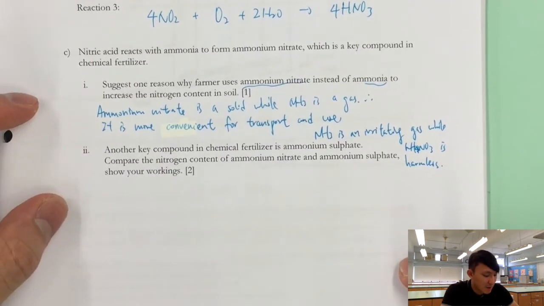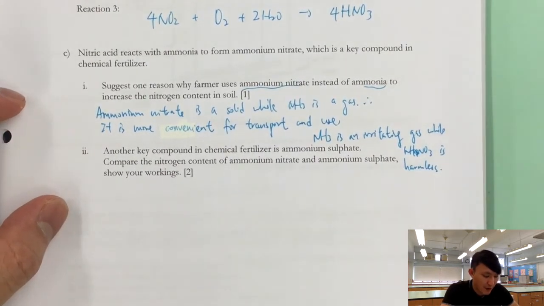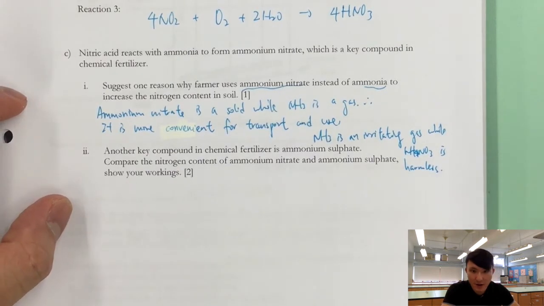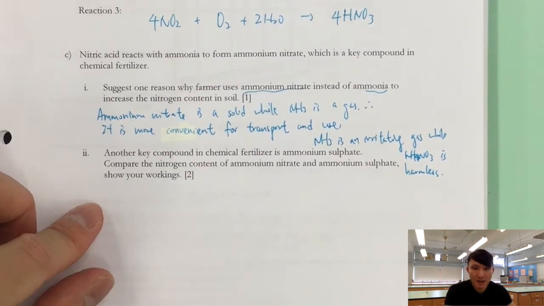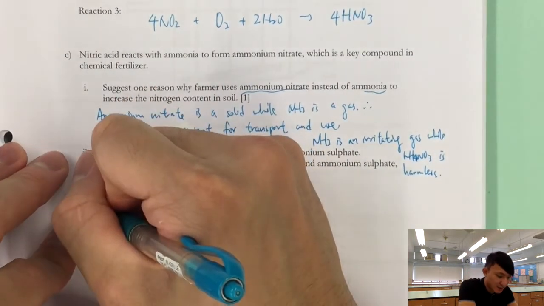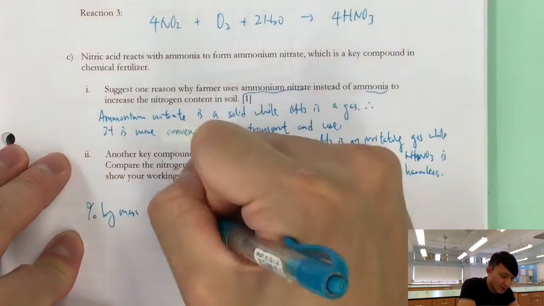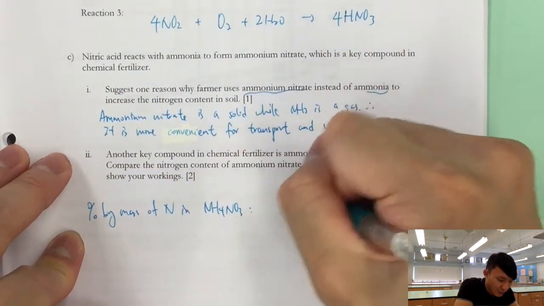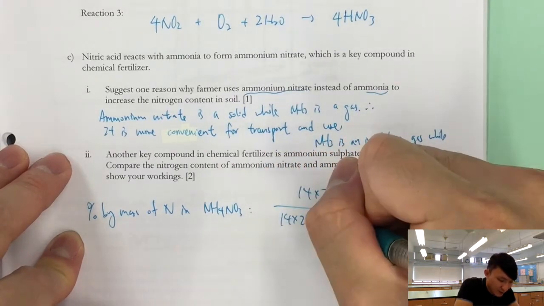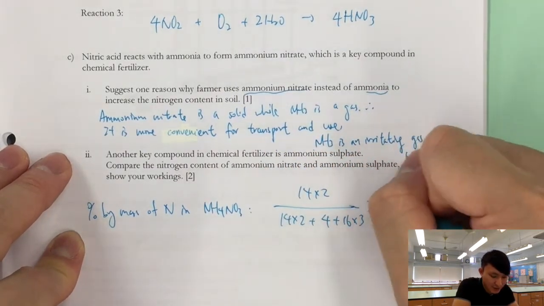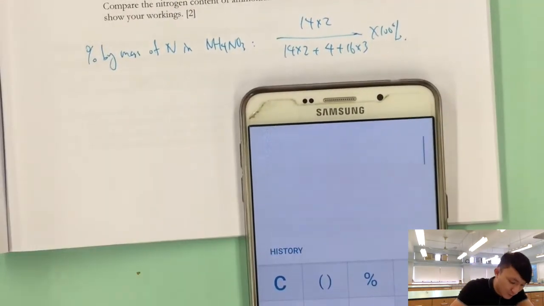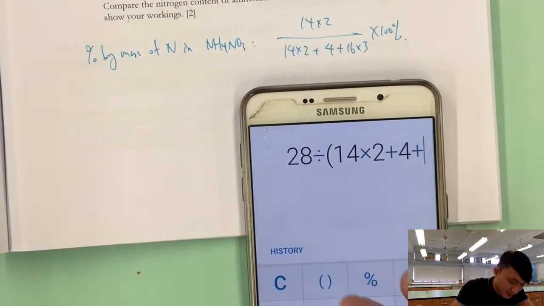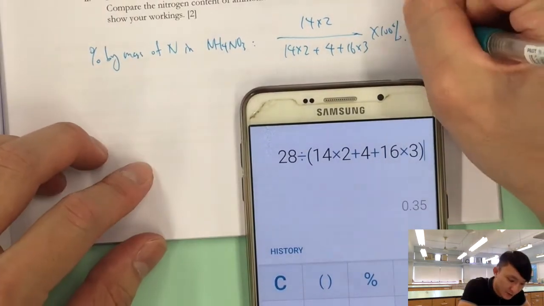Another key compound in chemical fertilizer is ammonium sulfate. Compare the nitrogen content of ammonium nitrate and ammonium sulfate. Show your workings. For nitrogen content, we have to compare the percentage by mass of nitrogen. So here, percentage by mass of N in NH4NO3: 14 times 2 over 14 times 2, plus 4, plus 16 times 3, times 100%. If you type in the calculator, 28 divided by (14 times 2 plus 4 plus 16 times 3), that would be 35%.